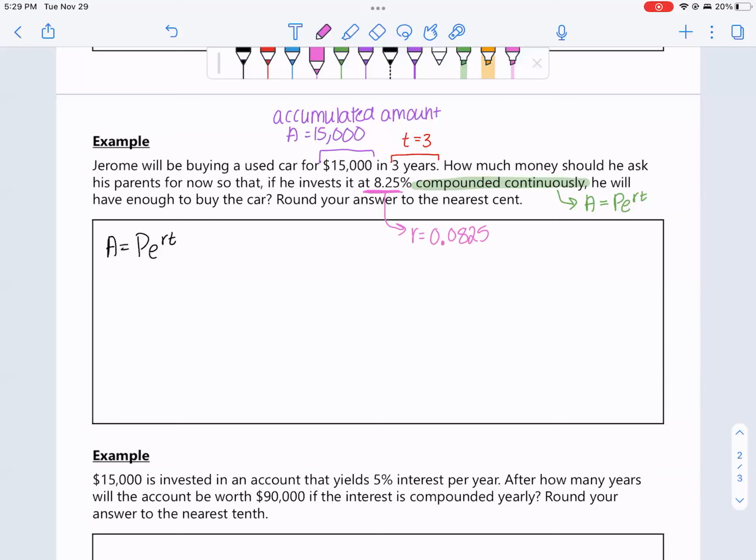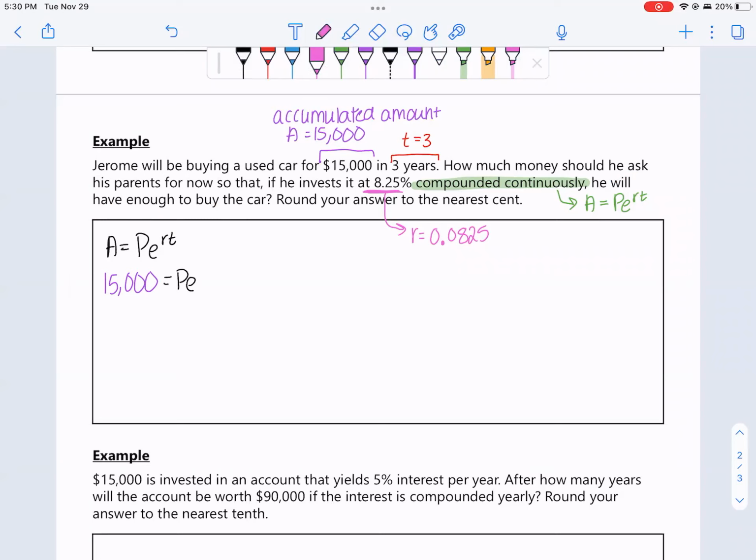I now have 3 pieces of information. I'm going to plug them in here. So we have 15,000 is equal to, I don't know what the principal is, right? How much does he need to put in now to buy the car? So we don't know what P is. We're going to be solving for P.